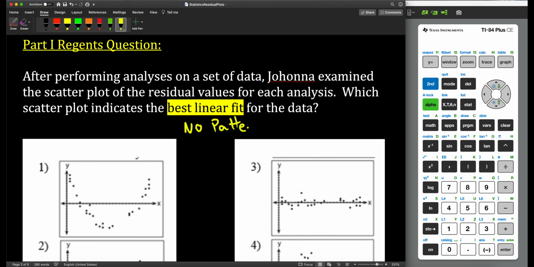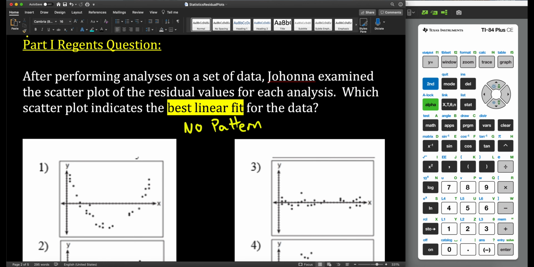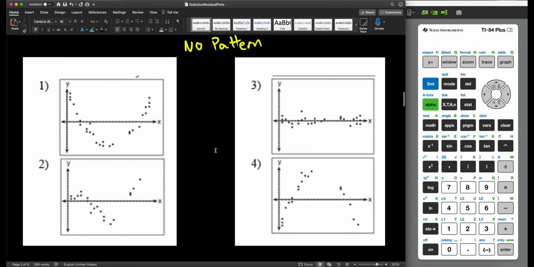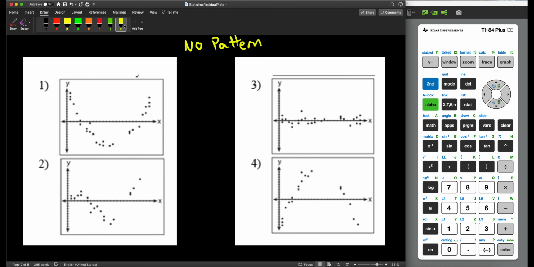Please do not mind my sloppy handwriting here. That's what we're looking for, guys. We're looking for the graph that gives us no pattern. So let's take a look at each choice here. Which choice has no pattern and all the data is pretty much close to your x-axis? Well, guys, that's very simple. That to me is choice 3. Choice 3 is your good fit, because all of this data is close to your x-axis, and there is no pattern here.